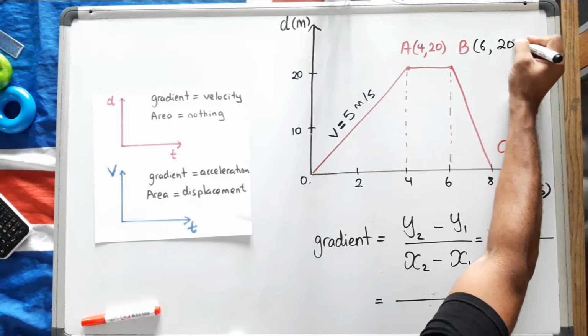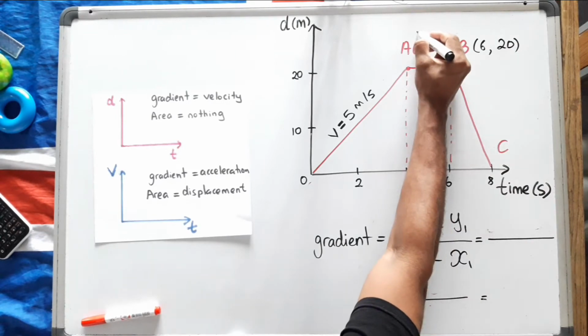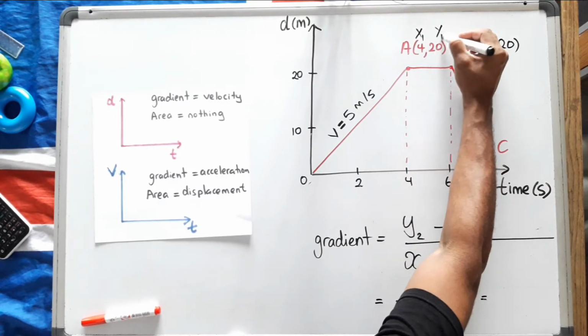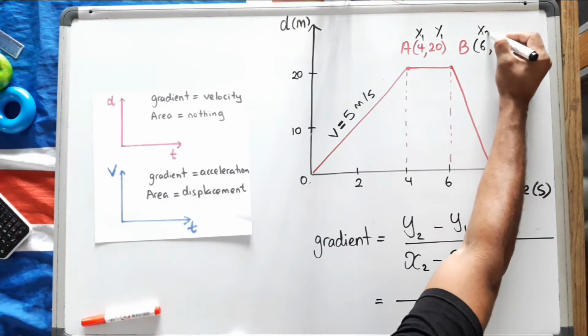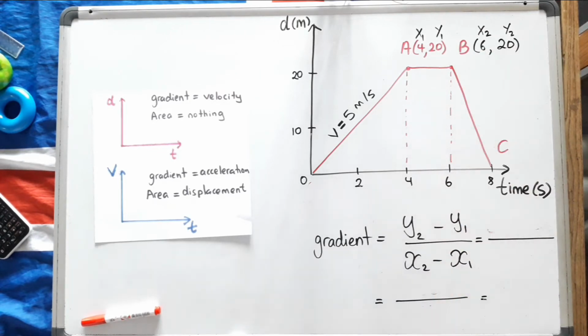Call the first point x1 and y1. Call the other point x2 and y2. And you just throw it back into the formula. Nothing is wrong with that.